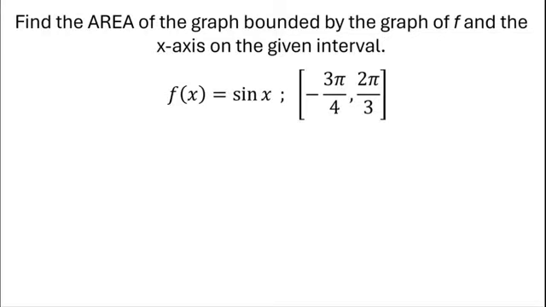Let's take a look at this example. Here we're asked to find the area of the graph bounded by the graph of f and the x-axis on the given interval. And our given function is f of x equals sine of x. And we're looking for the area on the interval from negative 3 pi over 4 to 2 pi over 3.